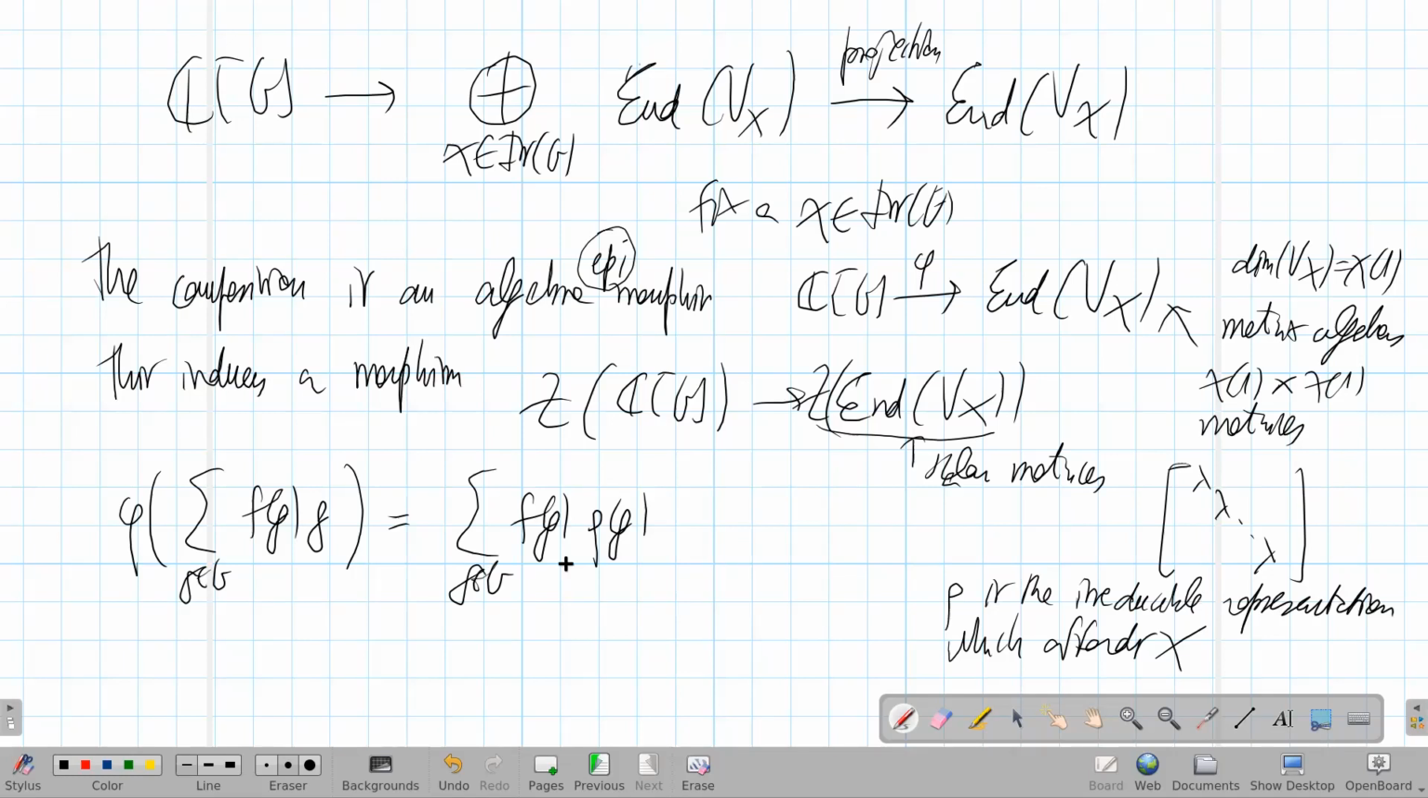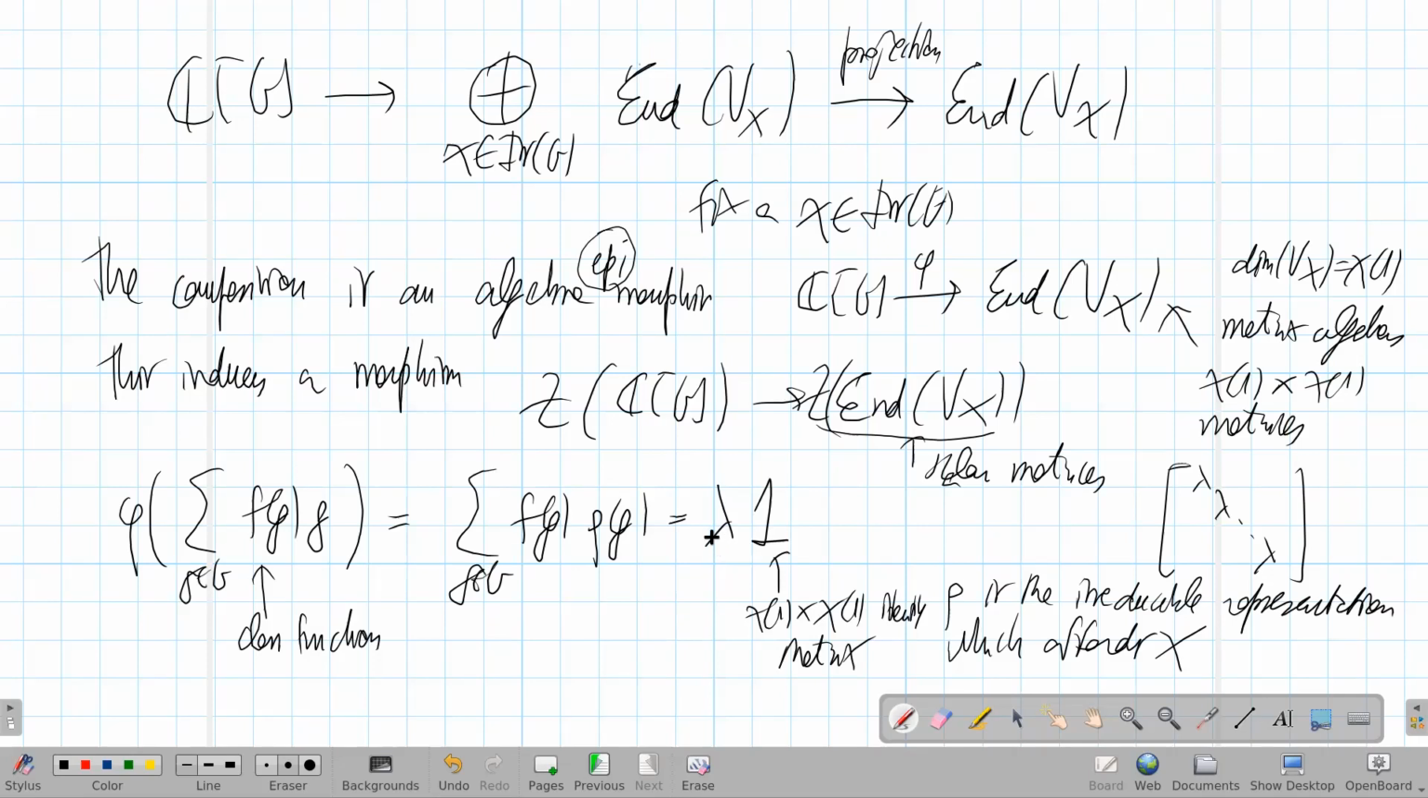Now the point is, this is an element of the center, because this is a class function. So we have taken an element in the center, so this will be an element in the center of this. So this will be lambda times the chi(1) times chi(1) identity matrix. Okay? How can we compute lambda?